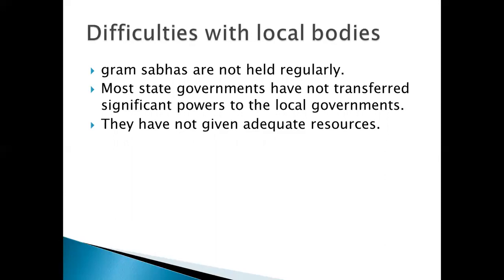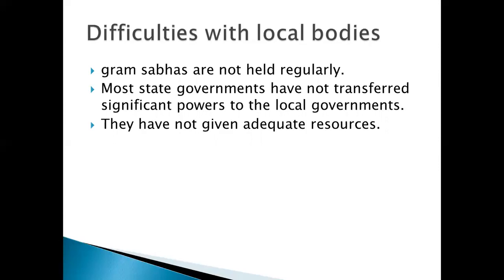Second is that most state governments have not transferred significant powers. As I have already told you, it depends on the state government how much power they want to share with the local governments, the third tier of government. Many of the state governments are not actually willing to share much power with them. So in many states, you see that this third tier of government is not very effective, not very powerful, and so they are not able to administer properly and efficiently.